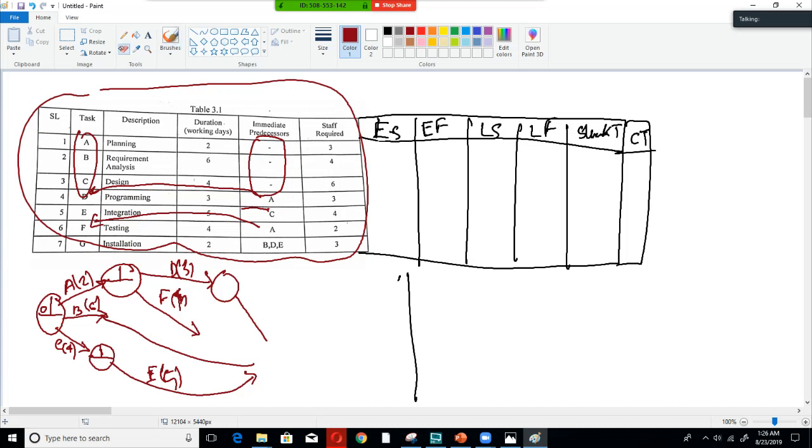So there won't be this one. D, E, and B, these three meet at G. These end at G, and through G we get to the final state. And we also see that F doesn't end anywhere, so F must go to the final state. So F has a duration of 4.